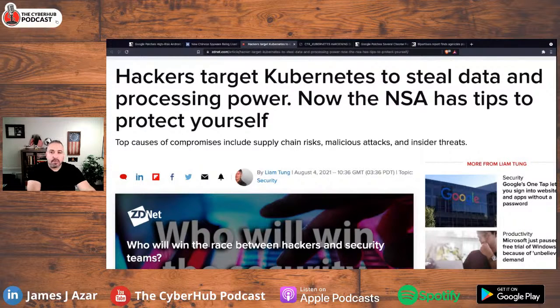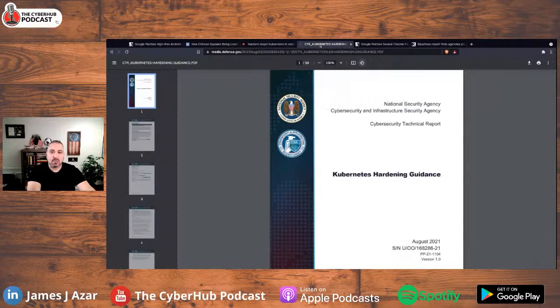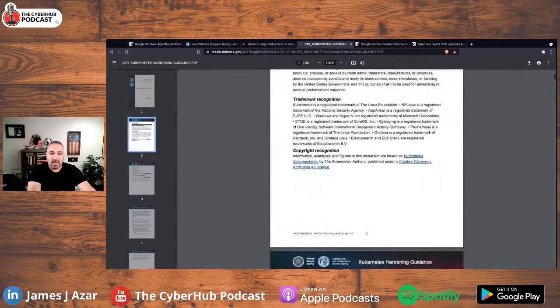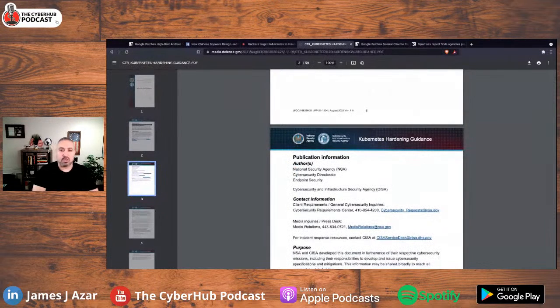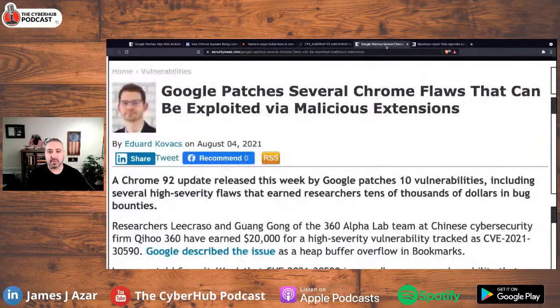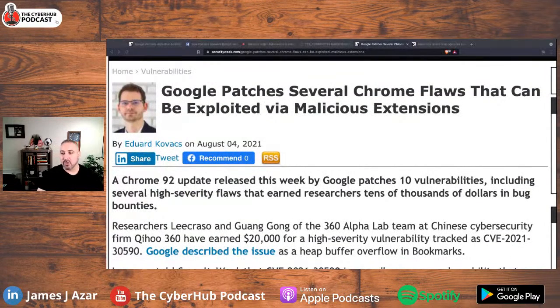Hackers and cyber criminals are targeting Kubernetes to steal data and processing power. The NSA has released a full report, a Kubernetes hardening guide, an excellent one. I'll be posting it on my personal LinkedIn page and the CyberHub podcast LinkedIn. You'll see the entire report there. Go and check it out. Definitely some great tips on how to harden your Kubernetes and how attacks are being taken advantage of. Something very worthy of your attention this morning, folks. Google also patches additional Chrome flaws that could be exploited in malicious extensions.